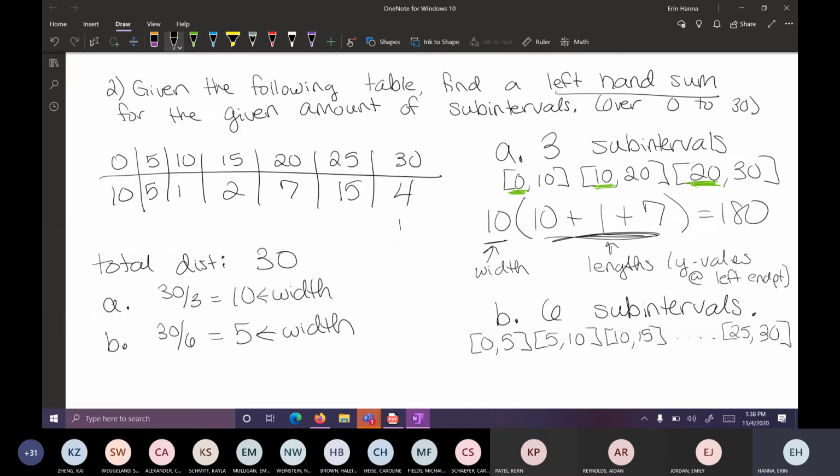I guess I only missed 2 of them, 15 to 20 and 20 to 25. But we're still finding a left-hand sum, so we're going to want the y values at 0, 5, 10, 15, 20, and 25. Essentially the first bits of this and not the last number, because we do want to use almost the whole entire table in this case. So our width is 5. Add up our heights, we'd have 10 plus 5 plus 1 plus 2 plus 7 plus 15.